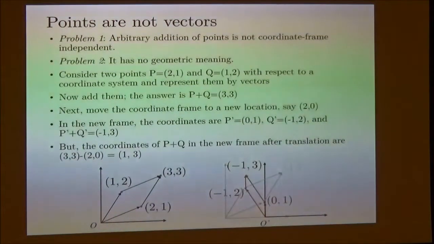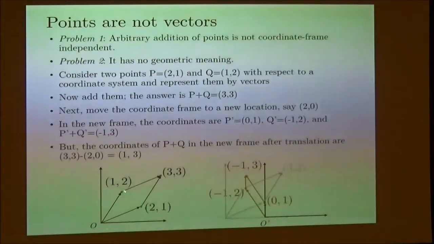Let's first look at the problem itself. So let's say we have a coordinate system, and we have 2 points in that coordinate system. Coordinates 2, 1, and 1, 2. P and Q are the two points, and we add them together. Well, we add them using the usual way of adding two vectors, and we get a new point. And this vector is at 3, 3, right? So we get that. Now, we change this coordinate frame from here to somewhere else. Let's say we just do a simple translation of this frame to 2, 0. So the new frame is translated along the x direction by 2 units, no movement along the y direction. And find out what the coordinates of P and Q are now.